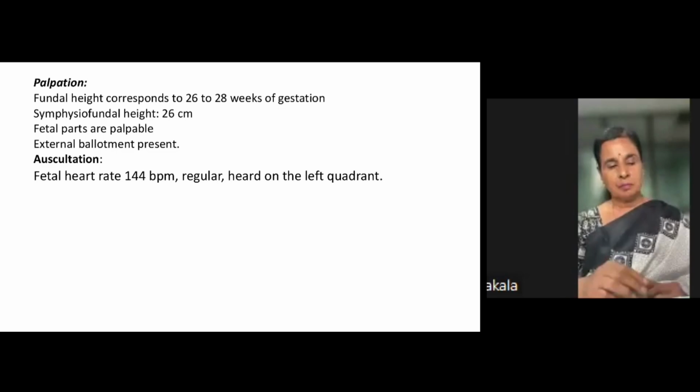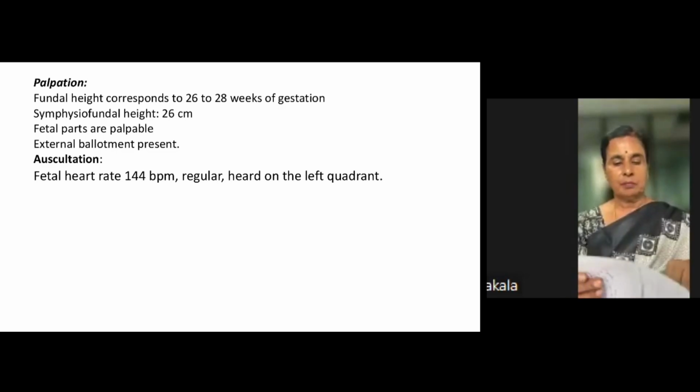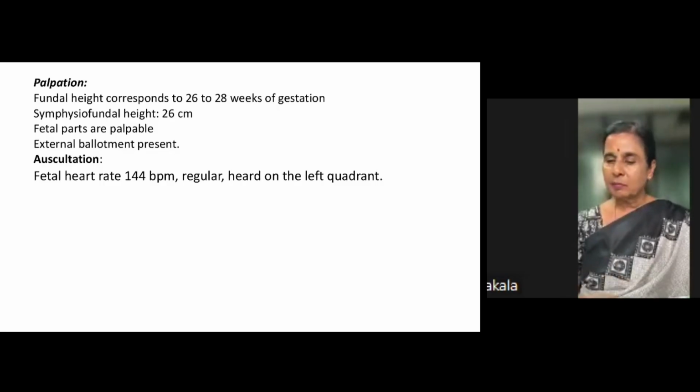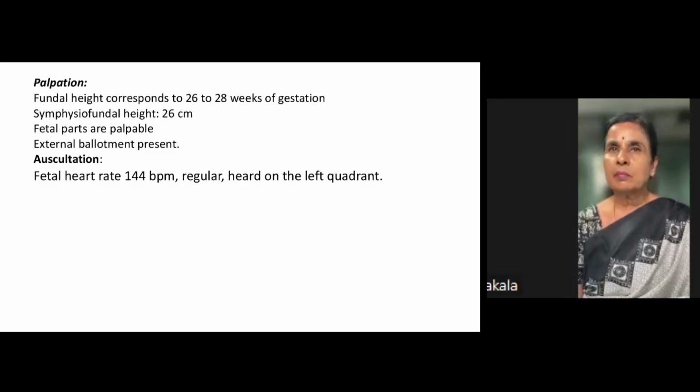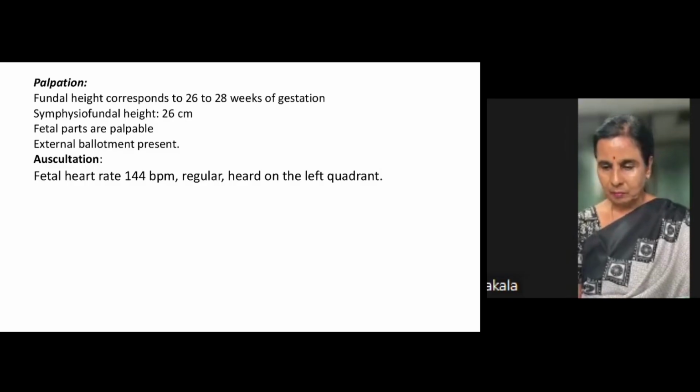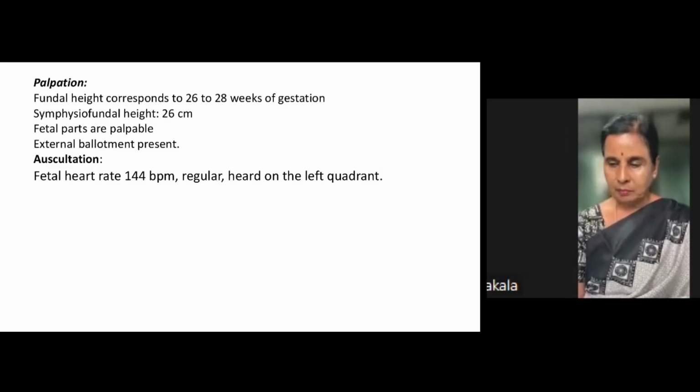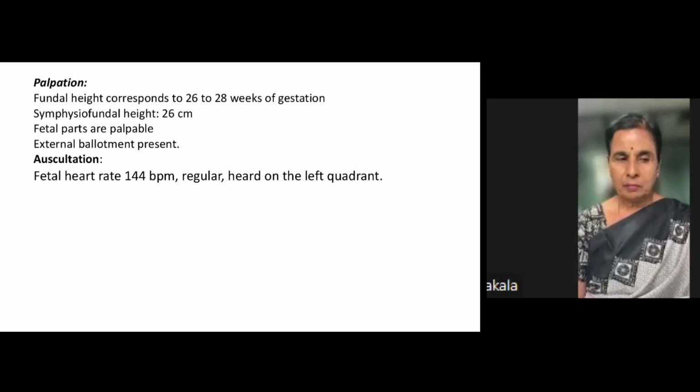Symphysiofundal height: first, check the fundal height. You see with the ulnar border where the resistance giveaway is felt. Then from there, we put the patient in the supine position. For checking the fundal height, you need to flex the legs. But when checking the symphysiofundal height, the patient extends the legs, and from there you measure from the upper fundus of the uterus to the pubic symphysis. This gives us the symphysiofundal height.